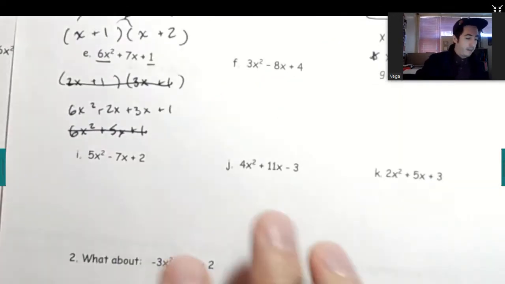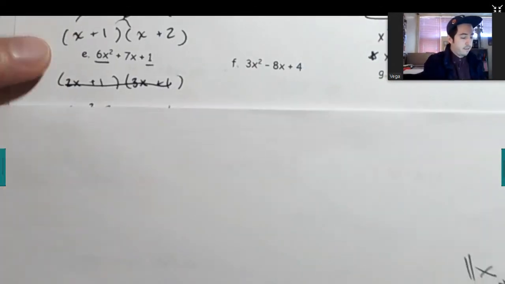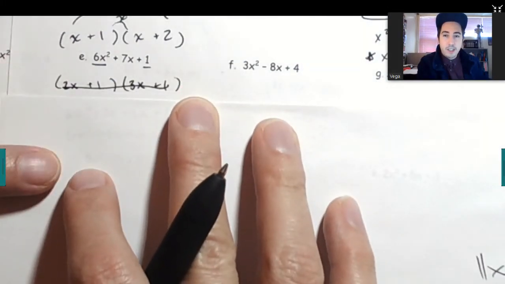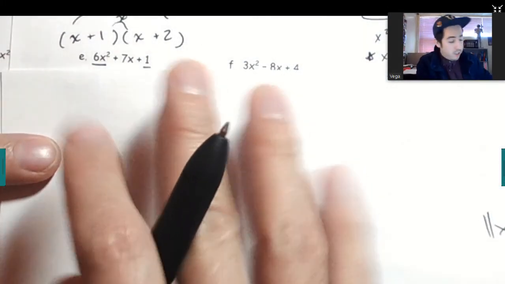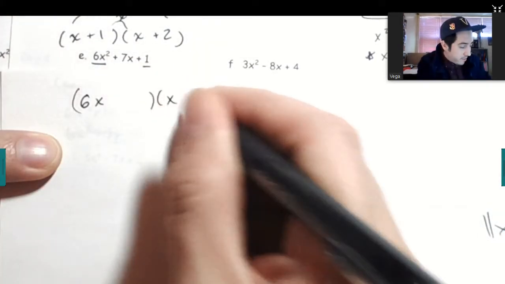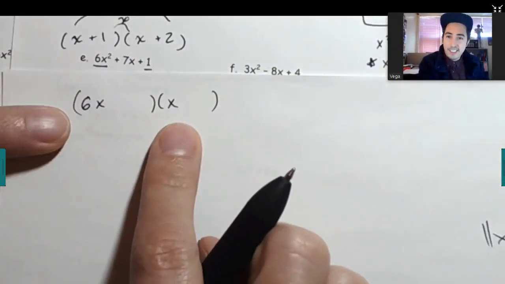I'll do this on paper right here. Before, we thought maybe it's 2x and 3x. But I was wrong. So it must be 6x and x, right? That's another way to get 6x squared.